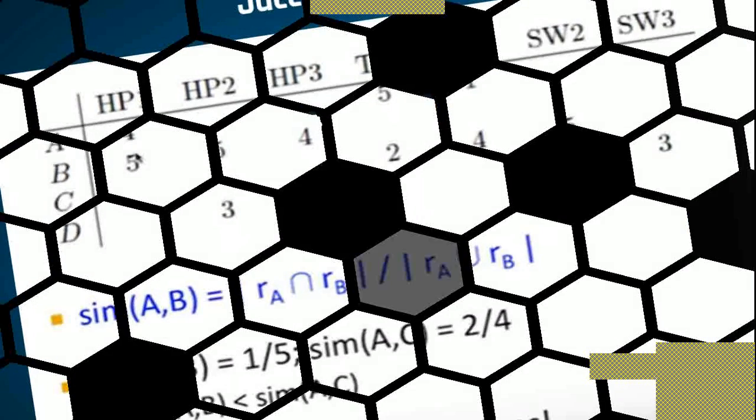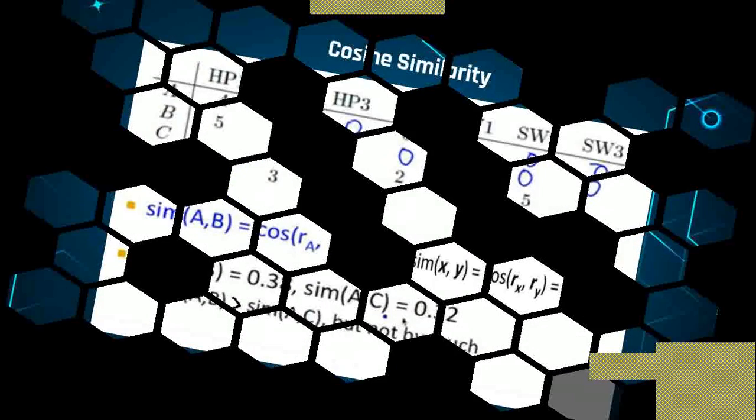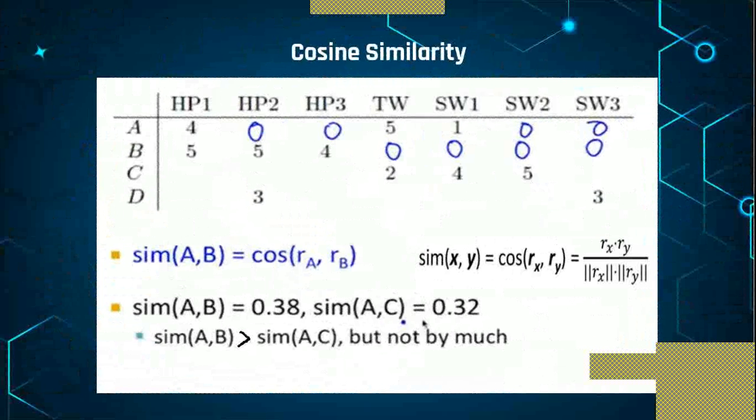That is called the cosine similarity. What do we mean by cosine similarity? In the cosine similarity, we have to find the cos value. Before we start, whatever null value is there, you have to replace that null value with 0. So you can see in the data set, the rating by A is now 4, 0, 0, 5, 1, 0, 0.